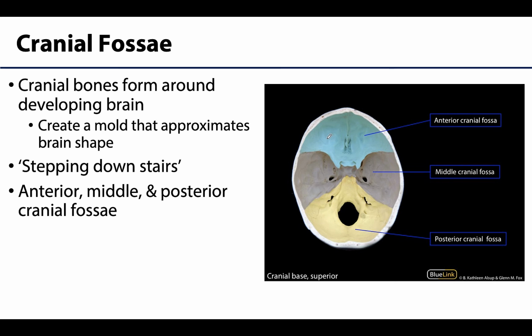And so what is happening is these cranial bones will actually form around that developing brain and create this stair-step appearance. The anterior cranial fossa will be the highest, so you'll have those frontal lobes there. Then you get to the middle, and eventually you get to the deepest and considerably deeper posterior cranial fossa. So you'll have that occipital lobe as well as the cerebellum in this region. So the reasoning behind this shape is just because of the shape of the brain.